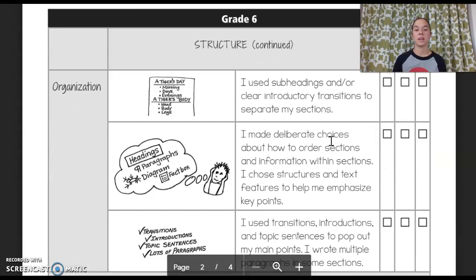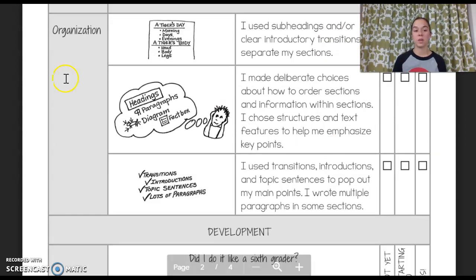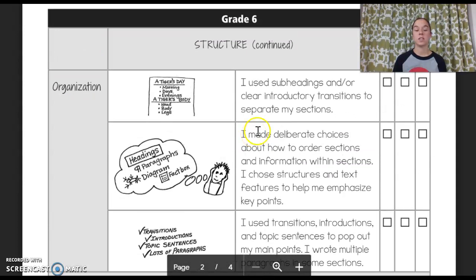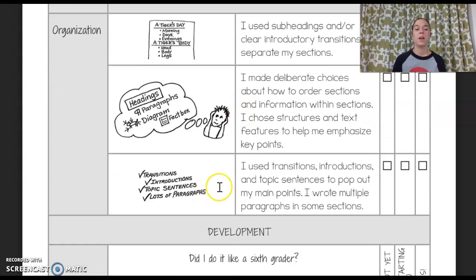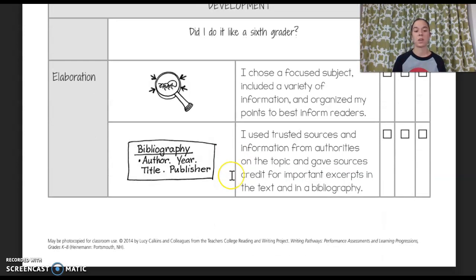Okay, moving down to our second page, we have a couple more things we're going to think about. This one is on organization. So did your ideas come in an order that made sense? Was it clear that, again, you had different topics in there, you had different questions you were answering, or ways to answer your question, right? And were there transitions once again?